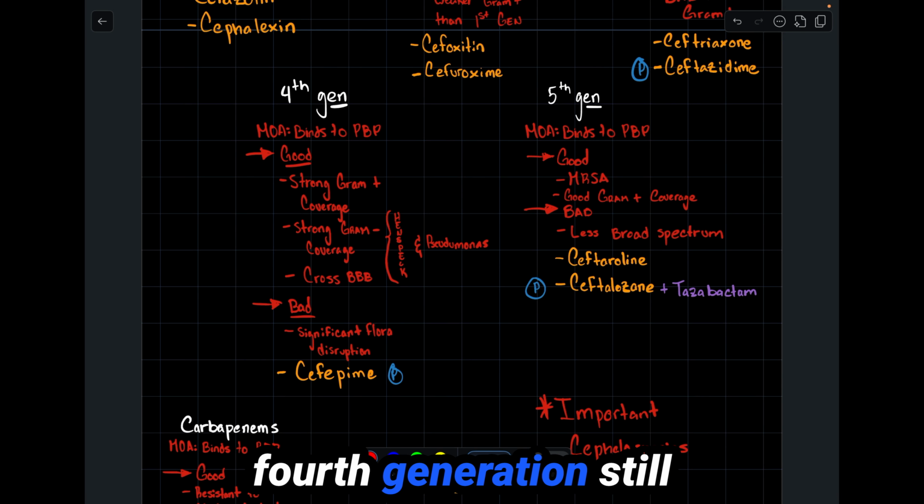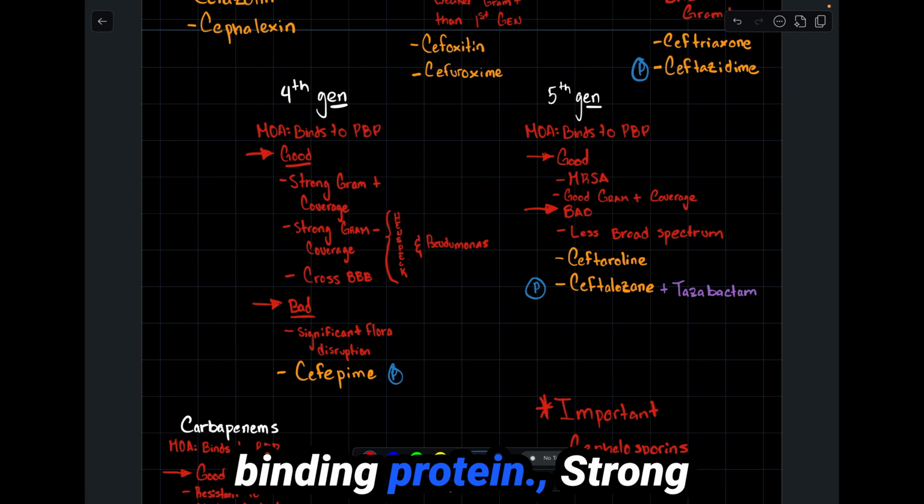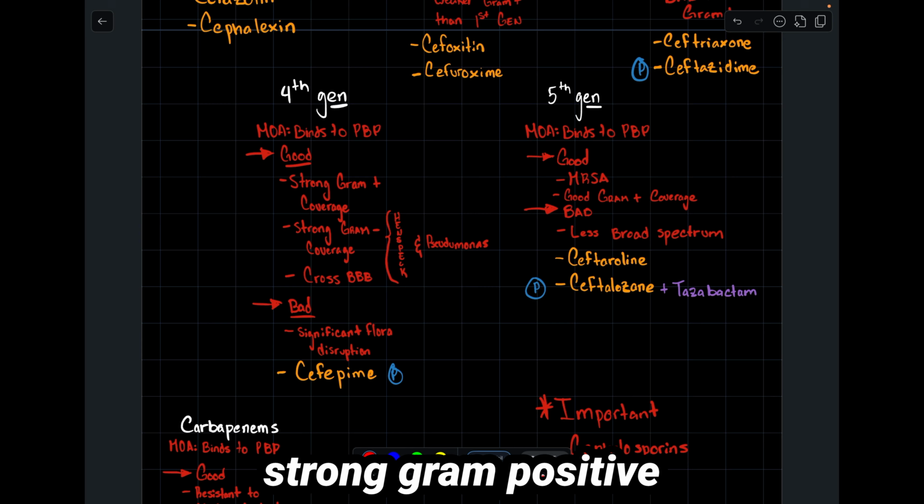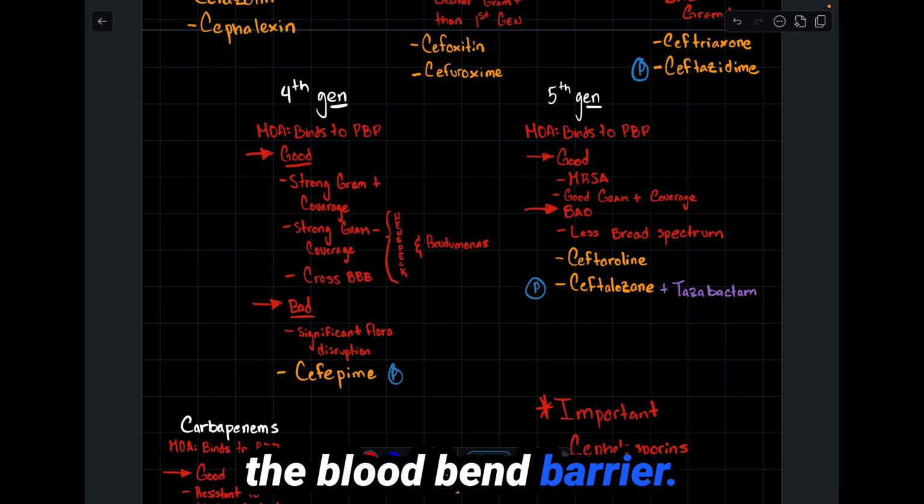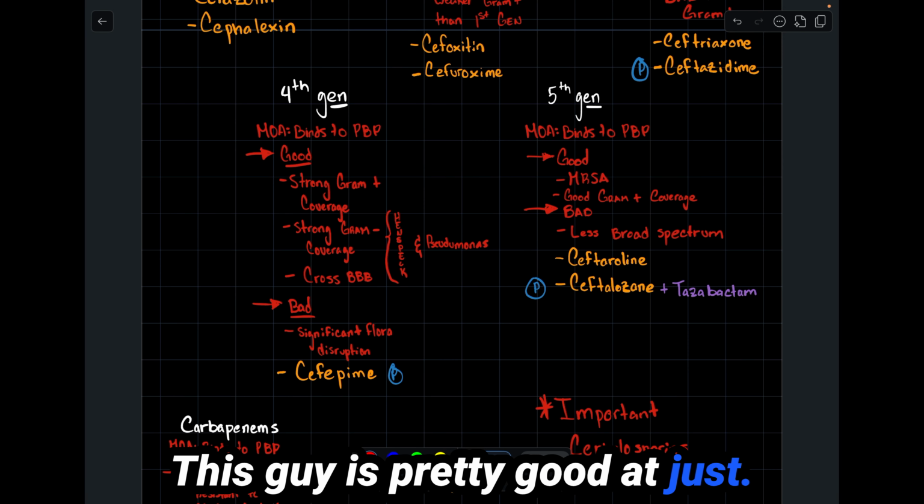Now let's go on to the fourth generation. Still binds to the penicillin binding protein. Strong gram-negative coverage, strong gram-positive coverage, and crosses the blood-brain barrier. So this guy is pretty broad. This guy is pretty good at just hitting everything.